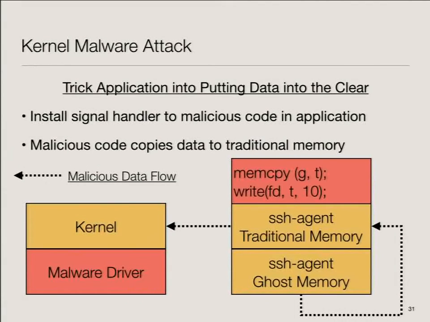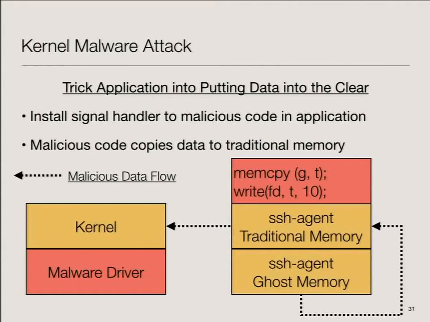All right. Now, the first experiment that we ran was we wanted to see whether we could stop a sophisticated malware attack, and specifically one that was designed with VirtualGhost in mind. So what we did is we wrote a malicious kernel driver. What this malicious kernel driver does is it tries to set up a false signal handler within the application that will try to copy data between ghost memory and traditional memory. If it can do that, then the malicious driver can just read the data out of traditional memory. So if it can get a memcopy instruction to act as a signal handler, then it can steal data out of ghost memory by tricking the application into copying it into traditional memory.